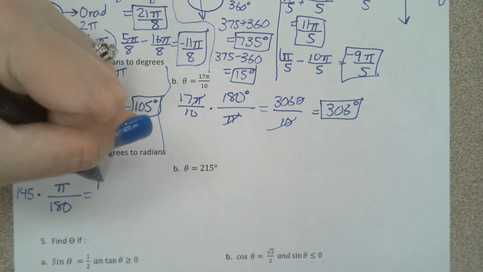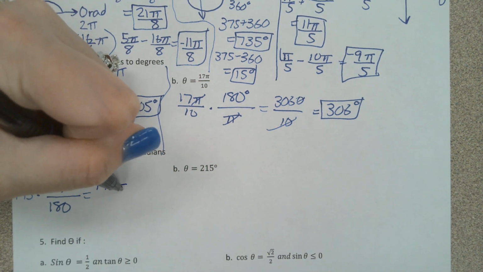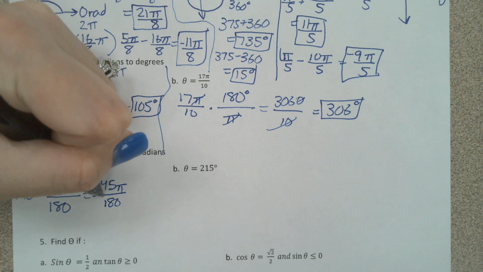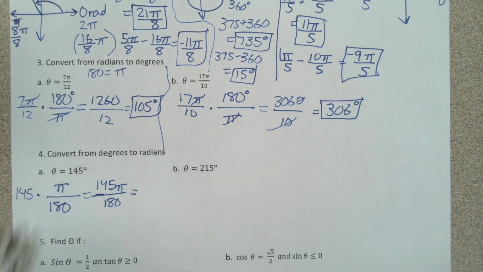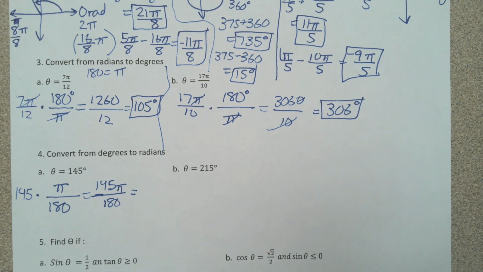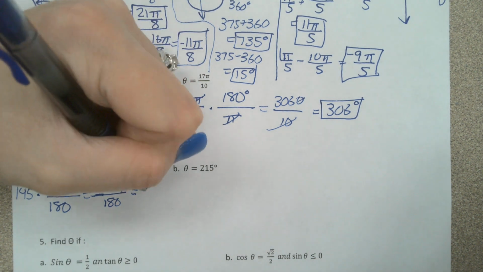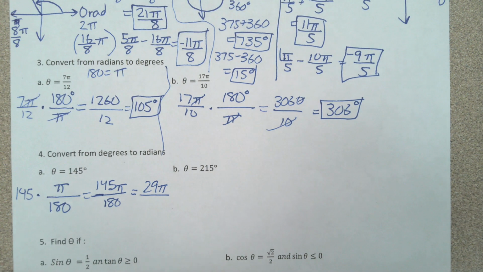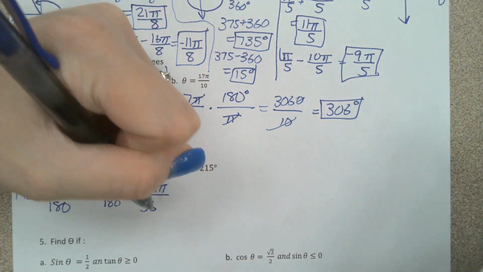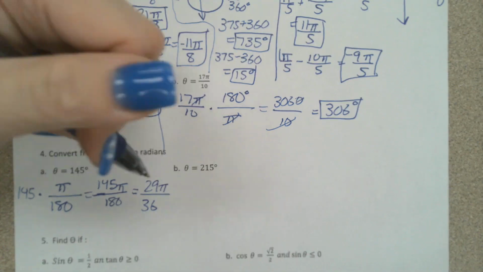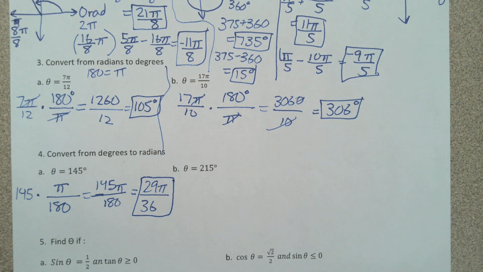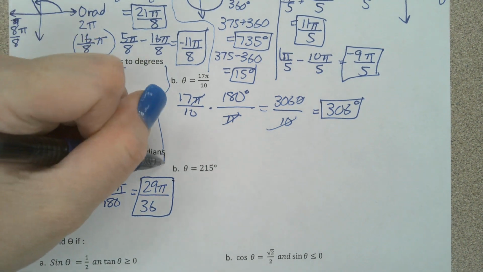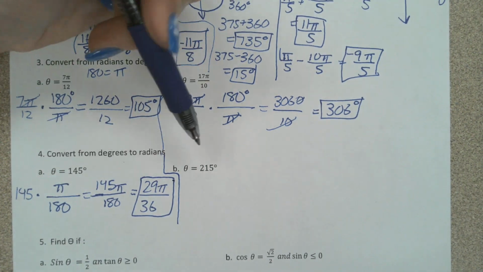So this becomes 145 pi over 180. Now this does divide a little bit. We can divide both of these by a 5. 145 divided by 5 leaves us with 29, and 180 divided by 5 is 36. Clearly that is not going to simplify more. 29 is a prime number. So that unfortunately is our answer. Thank goodness we don't have to graph it.